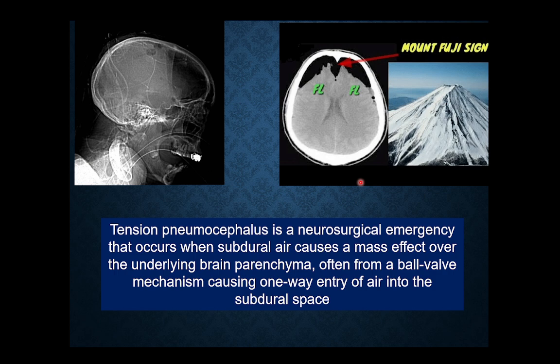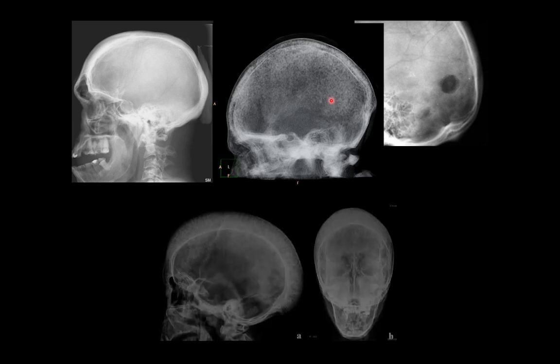There is one condition known as tension pneumocephalus, and it is like a Mount Fuji sign. Here air is expanding into the subarachnoid space, and it is causing compression of the brain. It is like a one-valve mechanism, and it needs urgent intervention.